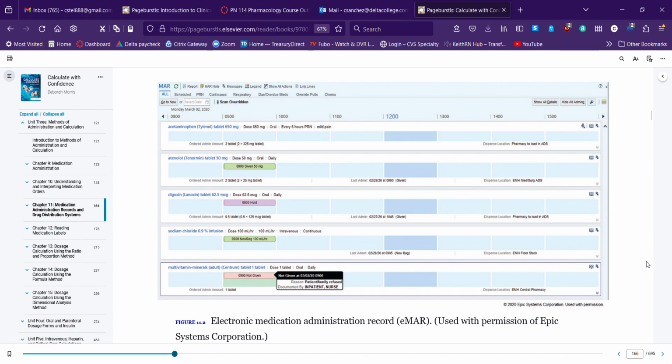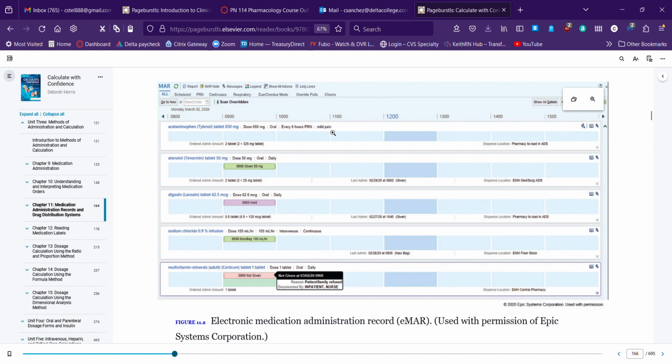All right, so as we move on, this next MAR, a copy on page 166, is a picture of an electronic MAR. Usually they have the patient's name up at the top, but you're going to be within that patient's chart, but it usually still gives you the patient's name at the top, just so you can look and make sure that you're in the right chart.